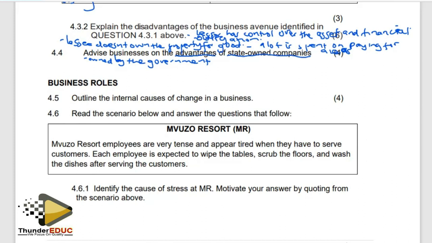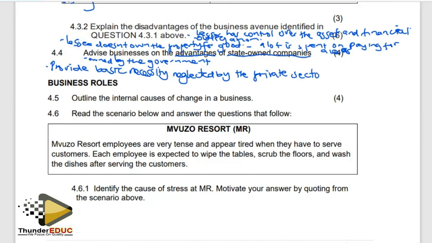You get that? So we find it there. Basically, there are so many reasons why the government starts such businesses. Specifically, the best reason why the government may start such businesses is to provide basic necessities that the private sector may fail to produce, that are neglected by the private sector.